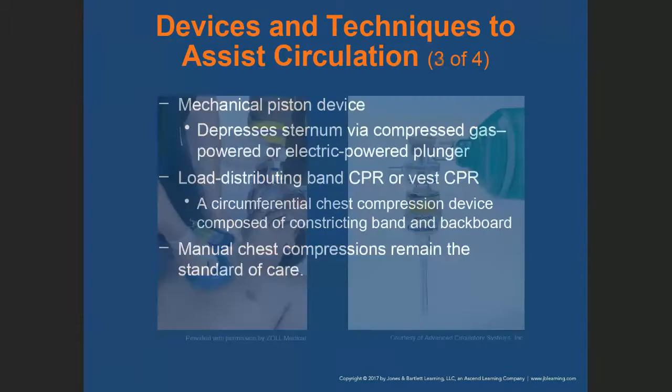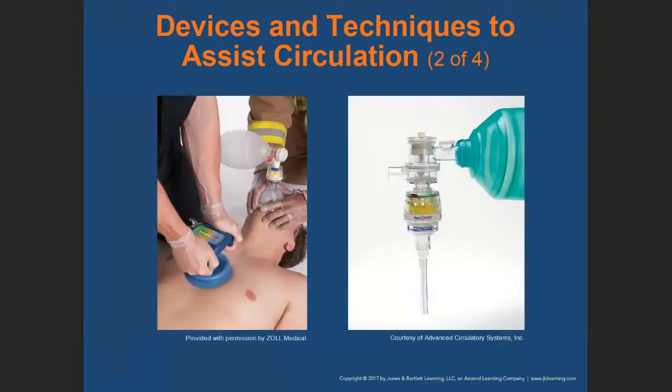Right, so this device on the chest, when you compress down and come up, it pulls the chest up. And the impedance threshold device ensures that you're not pushing excessive pressure into the lung. So these are devices that can be very beneficial when doing CPR.